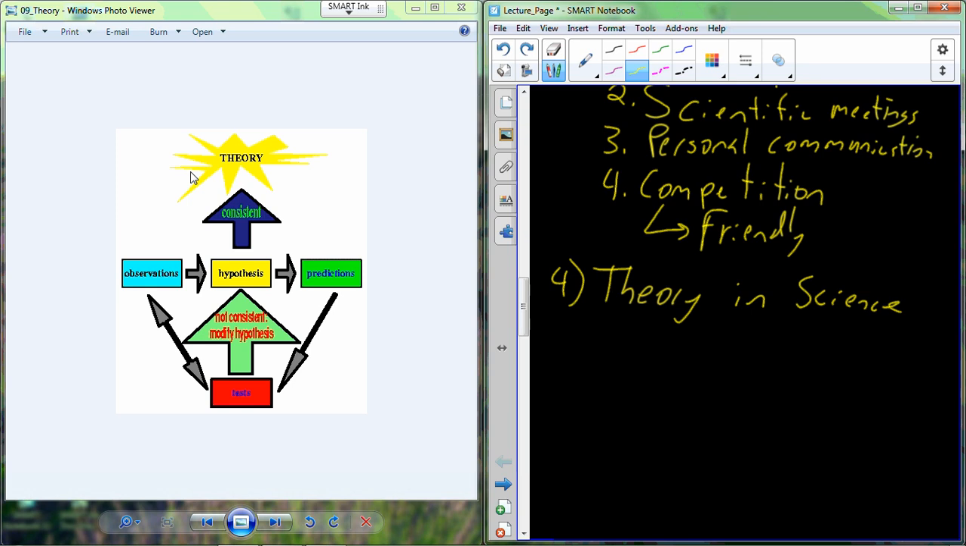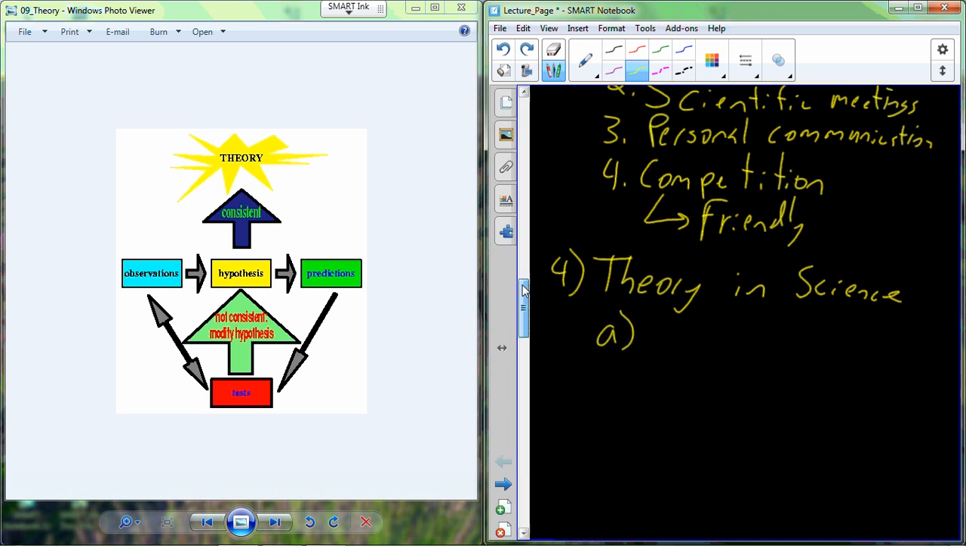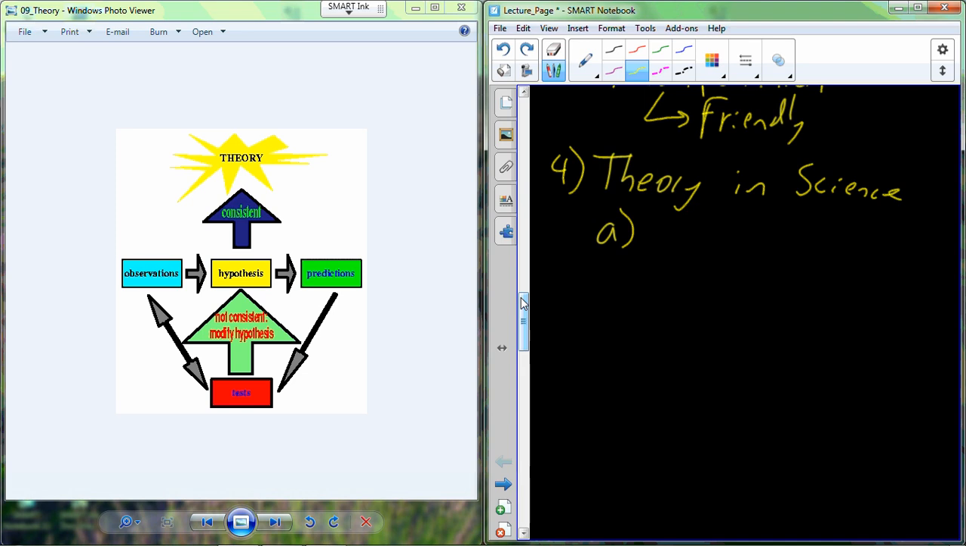So a theory in science is sort of the next step up from experimentation. You have a bunch of experiments that go really well and they're all consistent. You may be able to develop a theory. Let's briefly talk about the use of theories in science, and talk a little bit about what they are and what they are not.